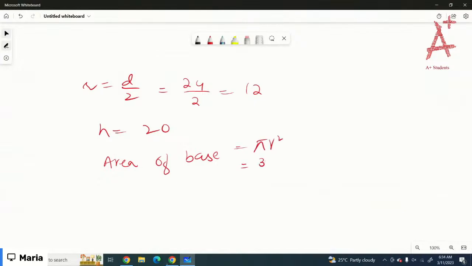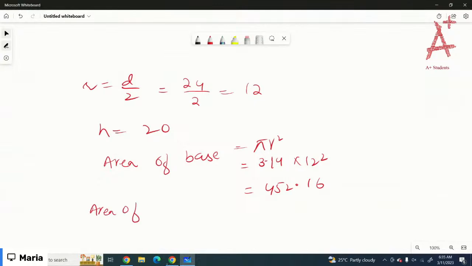So pi is 3.14 and r is 12 square. Let me just calculate the value. 12 times 12 is 144 and 144 times 3.14 is 452.16. Got it? So it is 452.16. Now let's calculate the area of the lateral height.